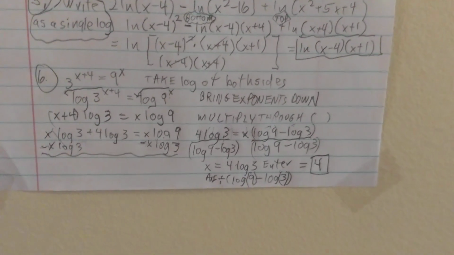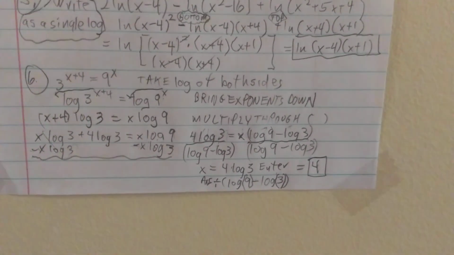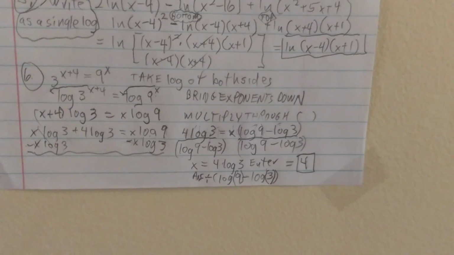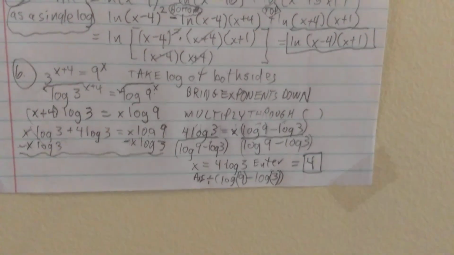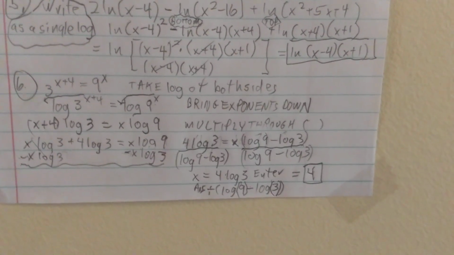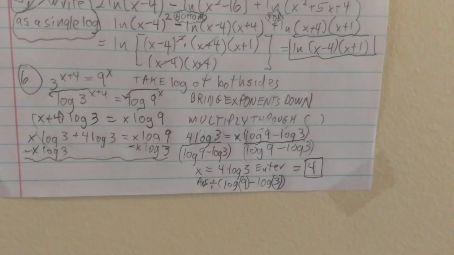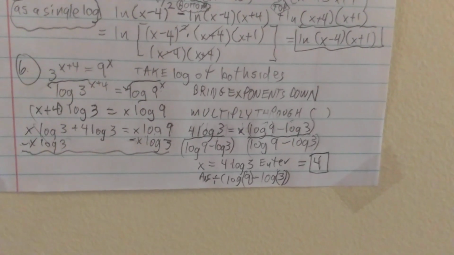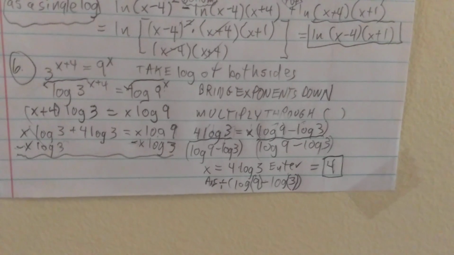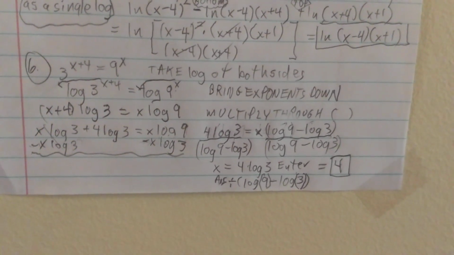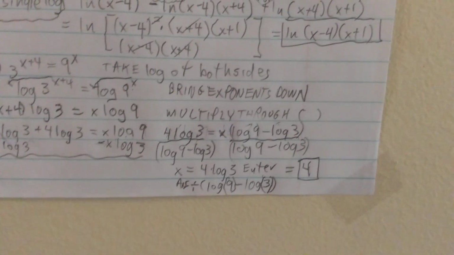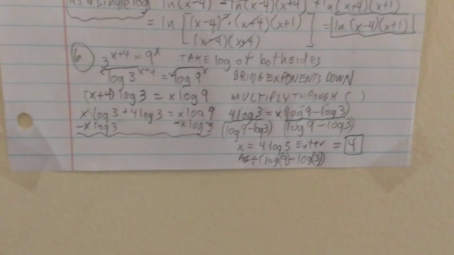So this is getting us to 1 log now. ln of (x−4)² times (x+4)(x+1) from the third part. And then the minus part goes underneath, (x−4)(x+4). Now we can see in the single log that an x+4 cancels and an x−4 cancels, leaving us with ln (x−4)(x+1).